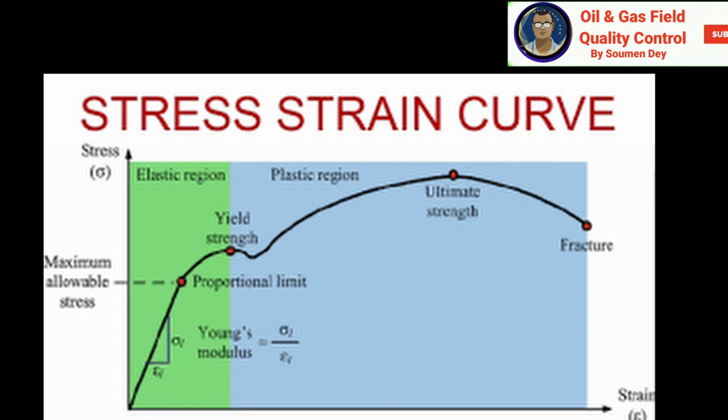In engineering and material science, a stress strain curve for a material gives the relationship between stress and strain. It is obtained by gradually applying the load to a test coupon and measuring the deformation, from which the stress and strain can be determined.